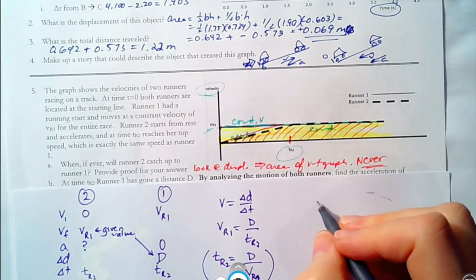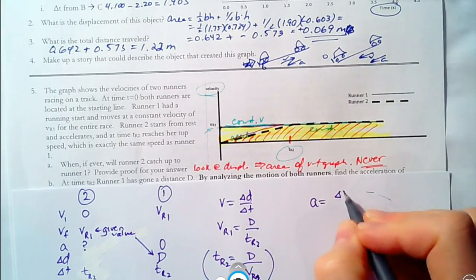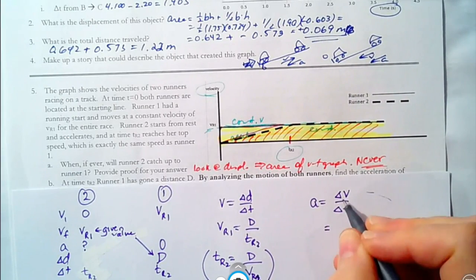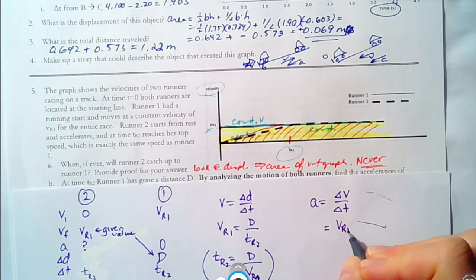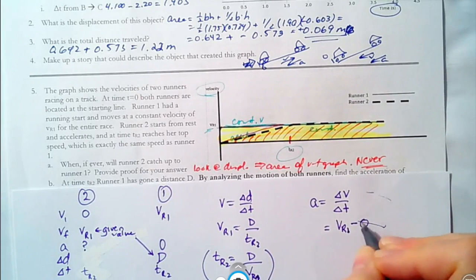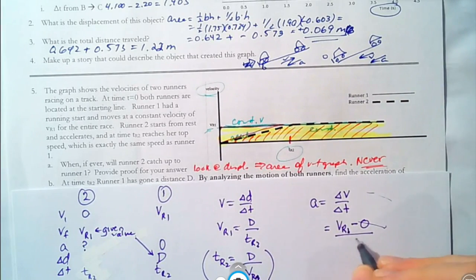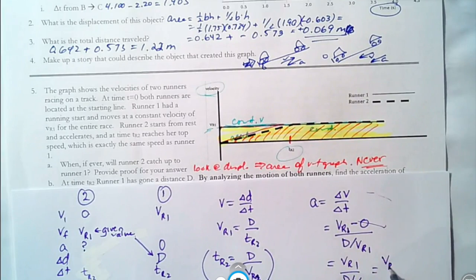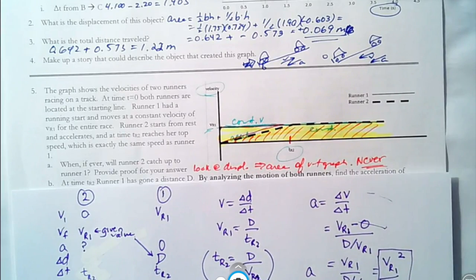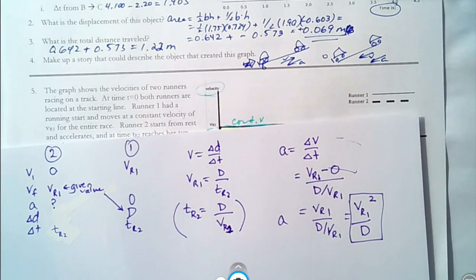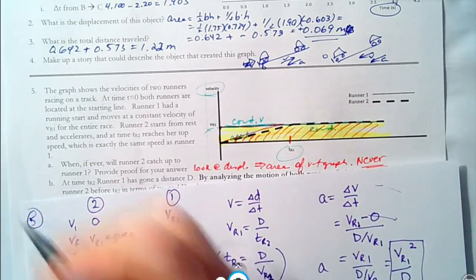If we want to find acceleration, we know acceleration is change in velocity over change in time. So the change in velocity is VR1, which is a given, minus 0, because runner 2 starts at rest, and we have this time, d over VR1. I can simplify this, and this is VR1 squared over d. And this is an expression for acceleration in terms of the given values. So that was number 5B.